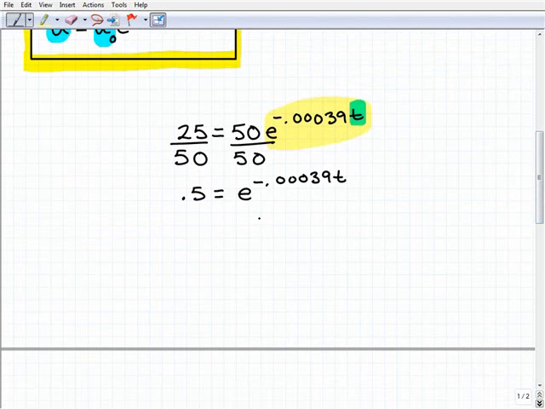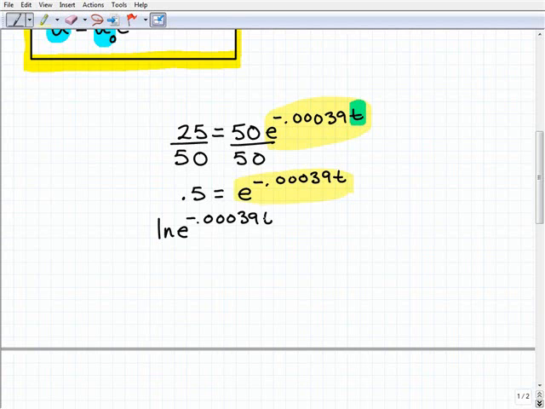Now we're talking about base e, so instead of taking a log of both sides, I'm going to take the ln of both sides. I'm just going to reverse sides, because I always like to have my variables on the left. So I'm going to write ln of e to the negative 0.00039 t equals ln of 0.5.